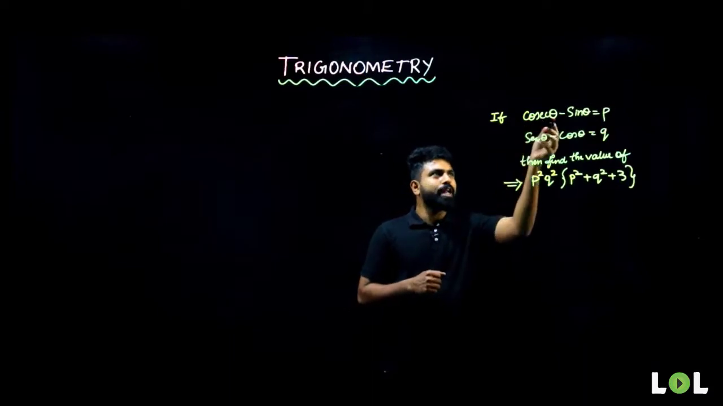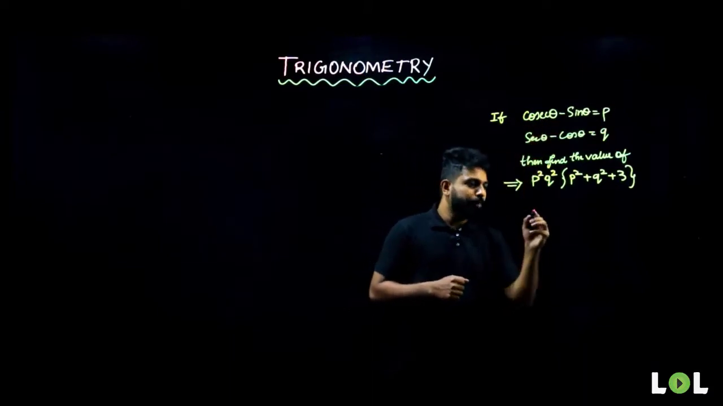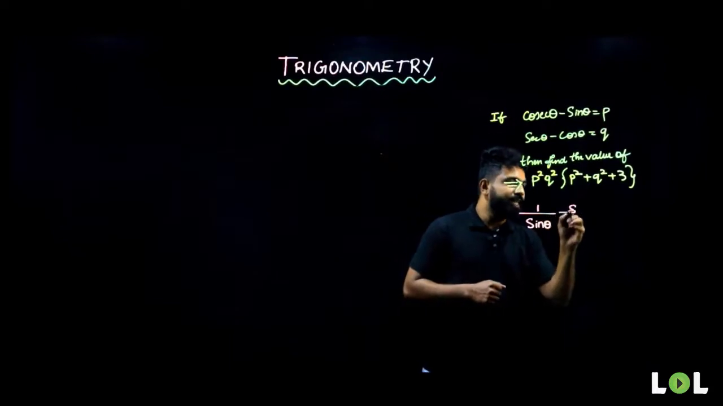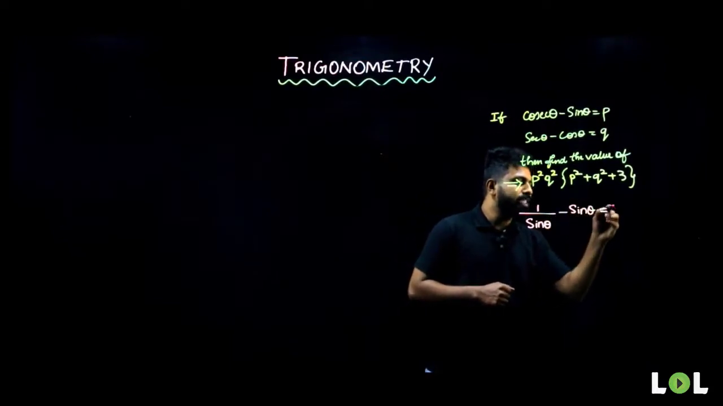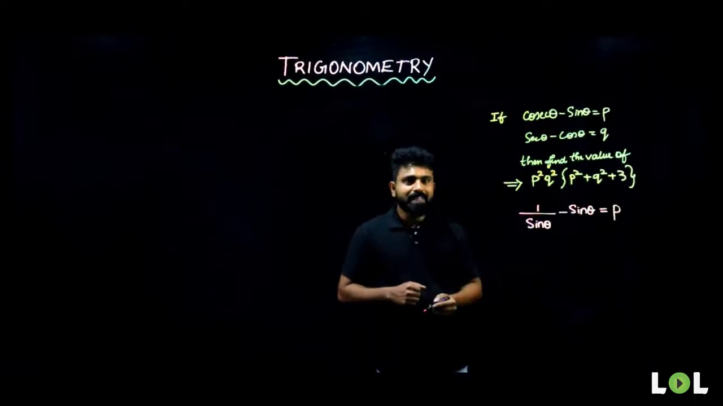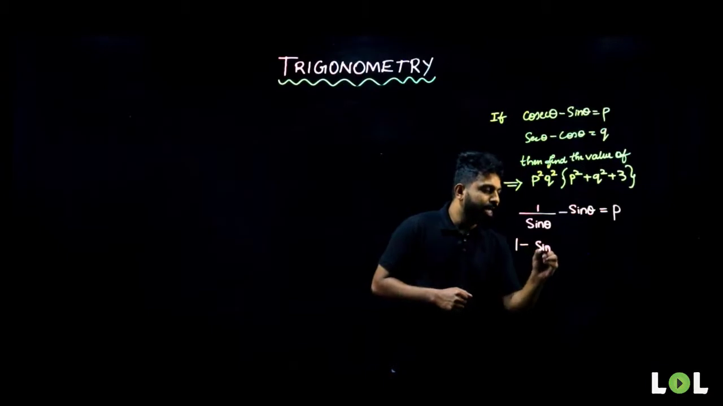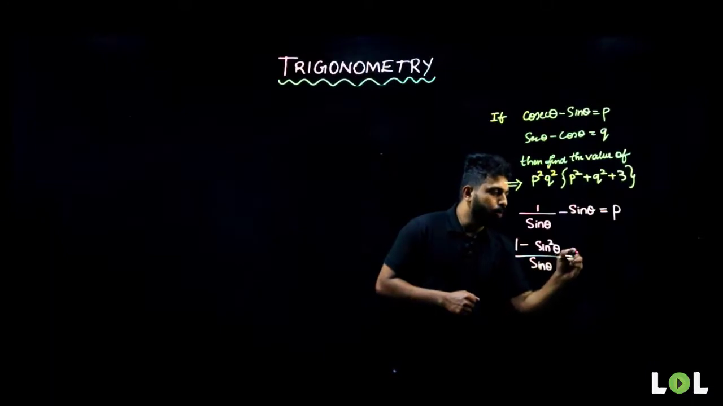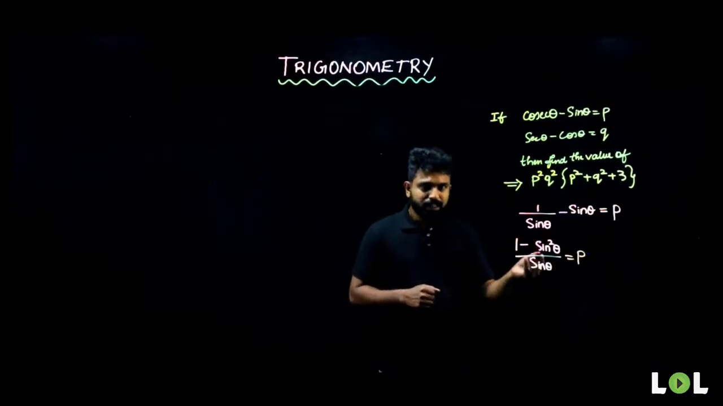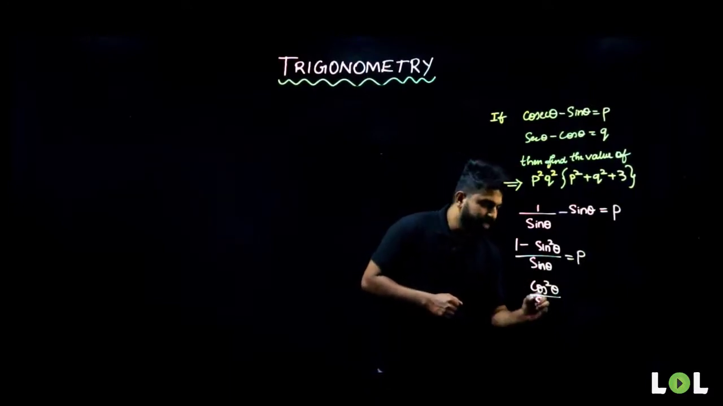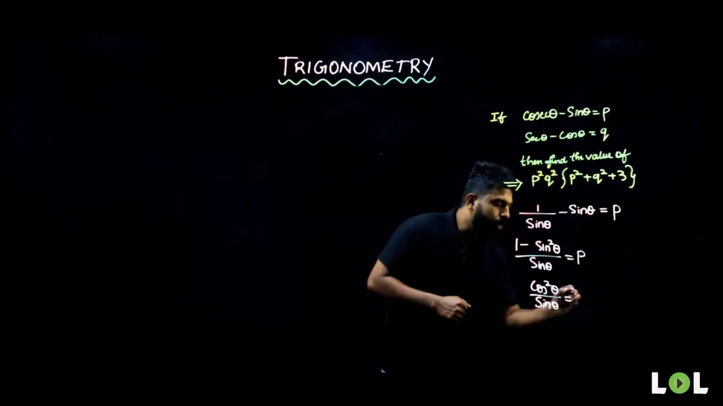How can I write my cosecant theta? I can also write my cosecant theta as 1 divided by sin theta. What do I have here? Minus sin theta. And this value is equal to P. Now if I take the LCM, what will I be left with? 1 minus sin square theta, the whole divided by sin theta, will be equal to P. We know that 1 minus sin square theta is nothing but cos square theta divided by sin theta will be equal to P here.